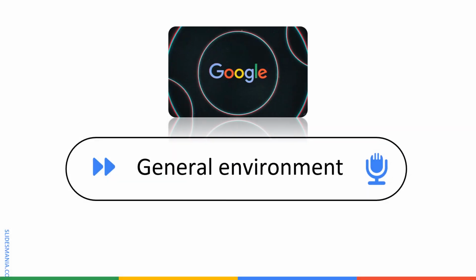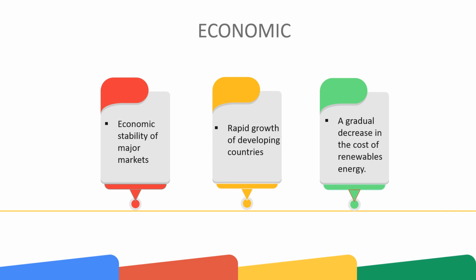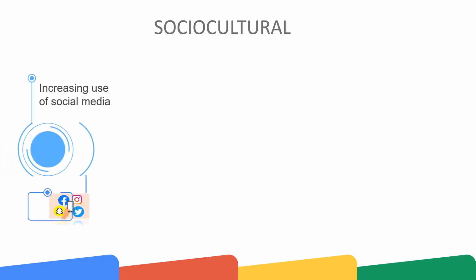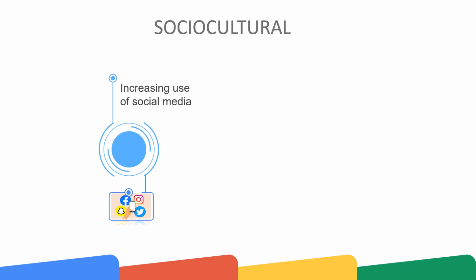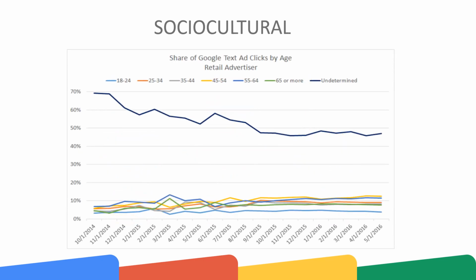Now, let's move to the general environment. Economics. Okay, so you can see on the screen there are three things that affect Google's economics: the economic stability of major markets, the rapid growth of developing countries, and a gradual decrease in the cost of renewable energies. Sociocultural. We have increasing use of social media, data privacy, and demographics. Data privacy is one of the problems that most users are concerned about. And about demographics, we have shared the graph of Google's clicks by age, which means age really plays an important role and really affects Google.